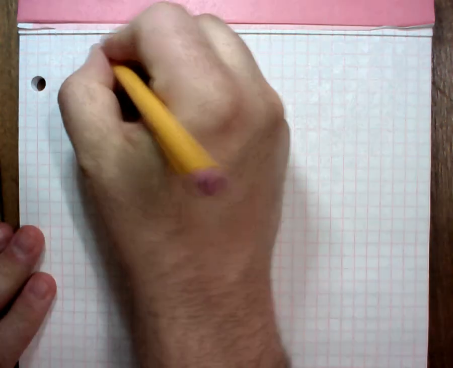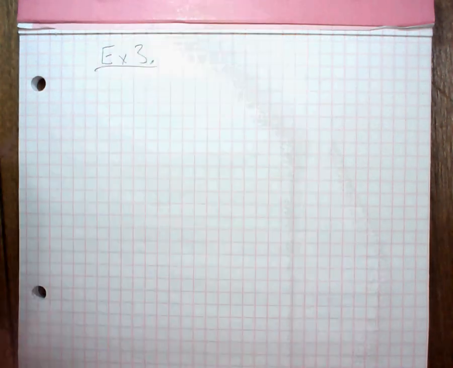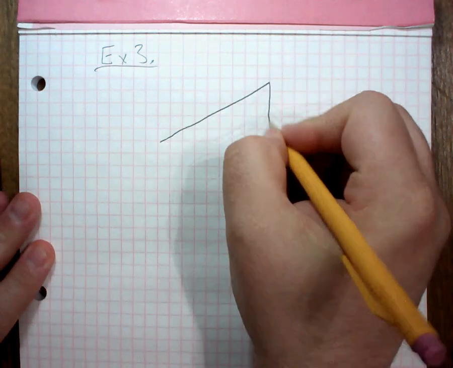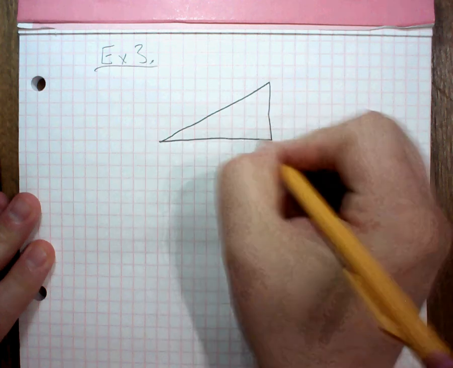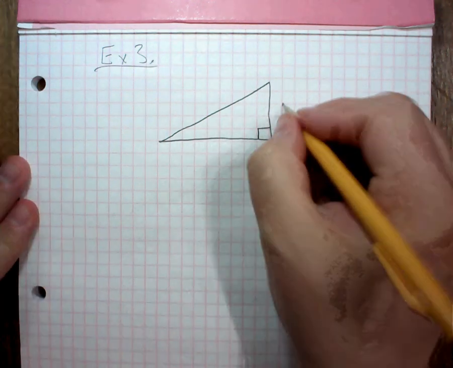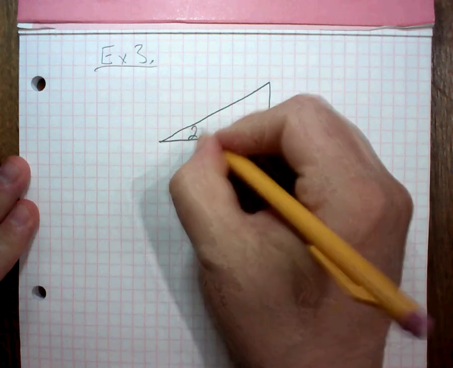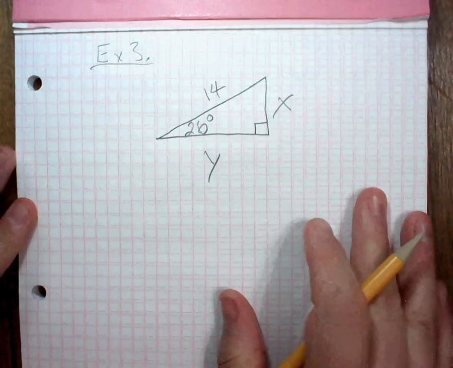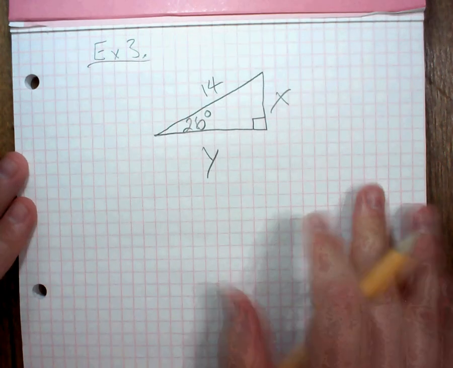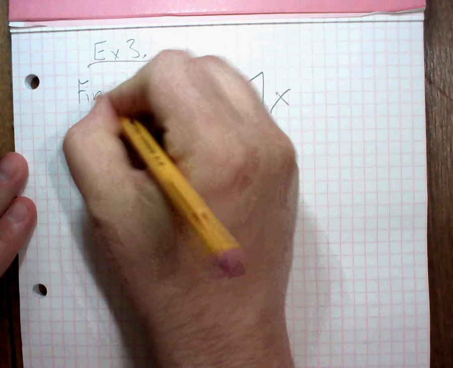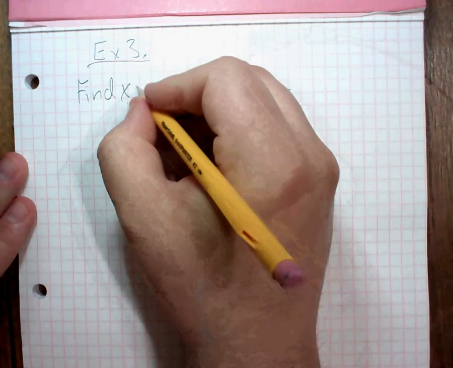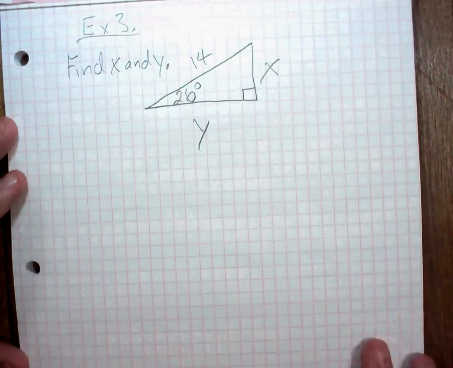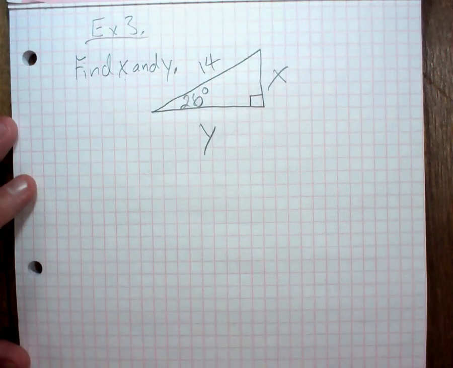For example number 3, we are given a right triangle that looks like this, where this is x, this is y. We're told that this is 26 degrees and this is 14. And we're asked to find x and y.